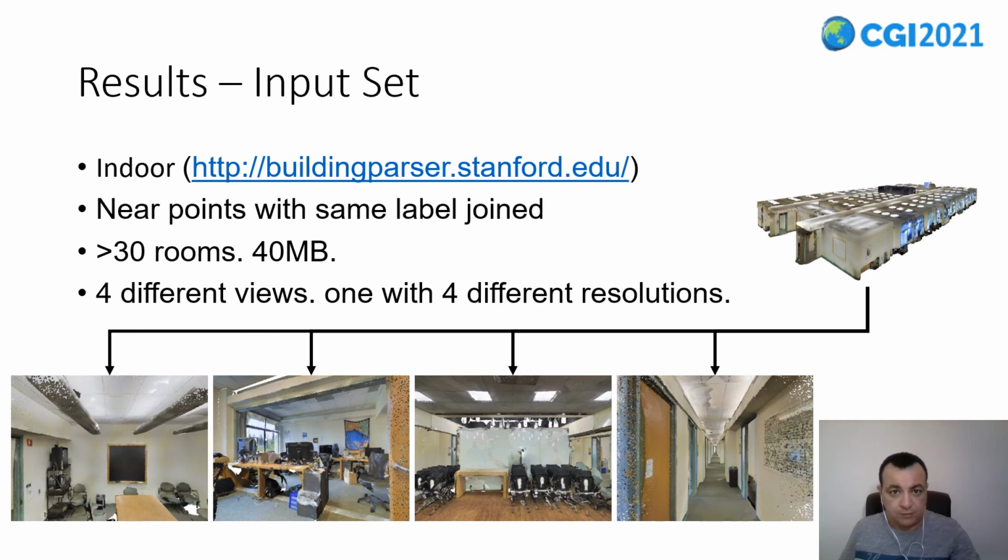Now we come to the results. In our experiments, we used an indoor set. The points in this set are classified to common indoor categories like a chair or sofa or floor or a wall, etc. And in order to segment the points into objects, we use a region growing algorithm so that near points of the same category are joined in a set that represents a single object. The scene has more than 30 rooms and consists of more than 40 million points. We took 4 views from the model, and we took 4 resolutions from the first view.